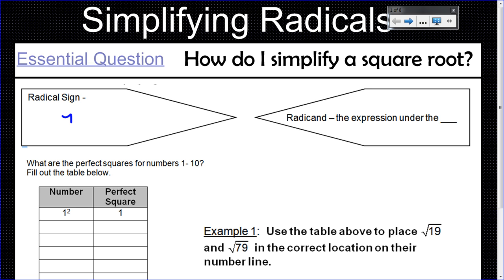So a radical sign is just the square root symbol. It's the symbol that we use to identify that it's a square root or a root of some sort. Radicand is the expression under the radical, so it's the number that's in here. And you'll hear those words sometimes used, but just so you know.